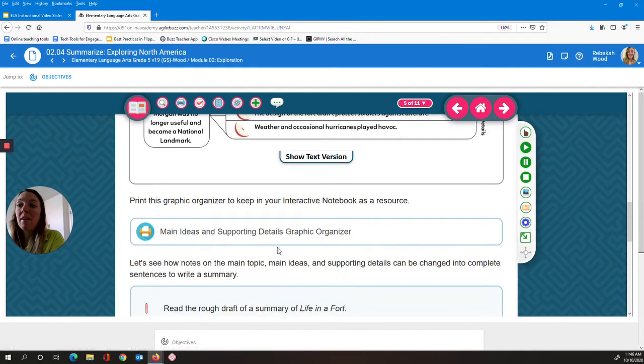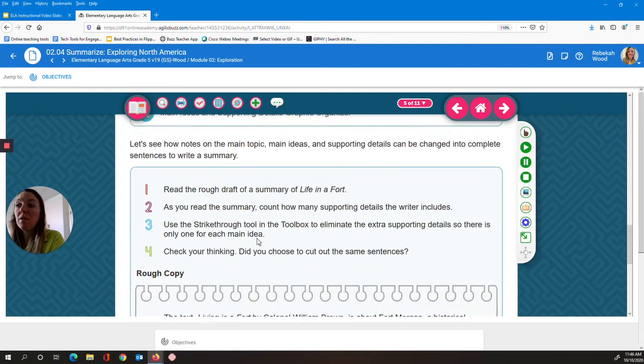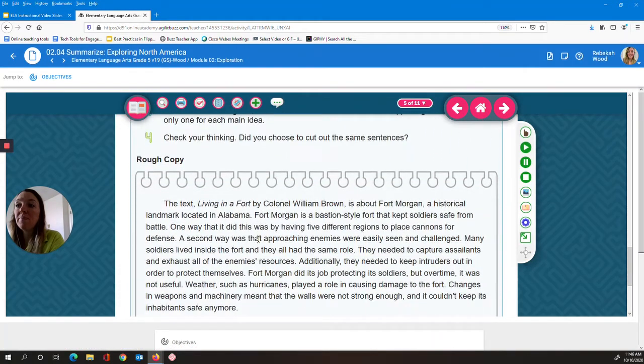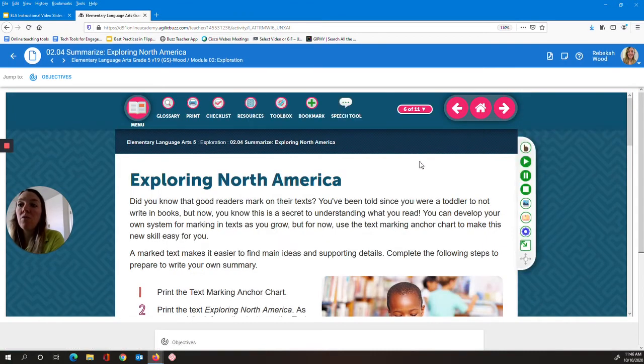And then main ideas and supporting details graphic organizer. There is a copy of that, but that's actually what we're going to be doing for our assignment. So that's just an example that you guys can read through of Fort Morgan.